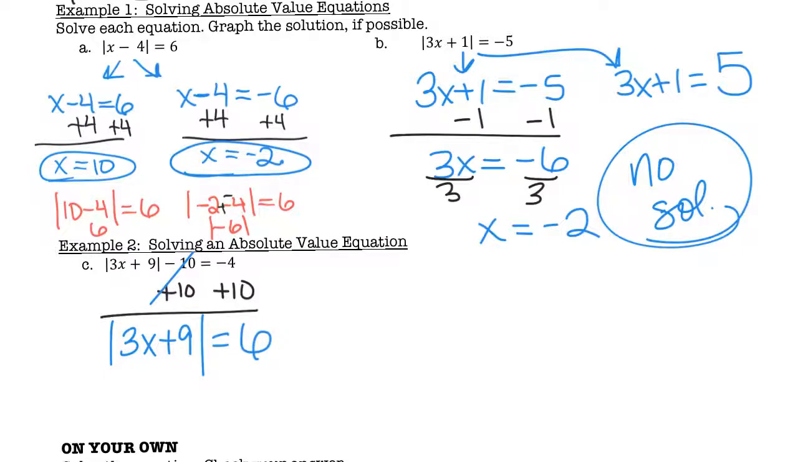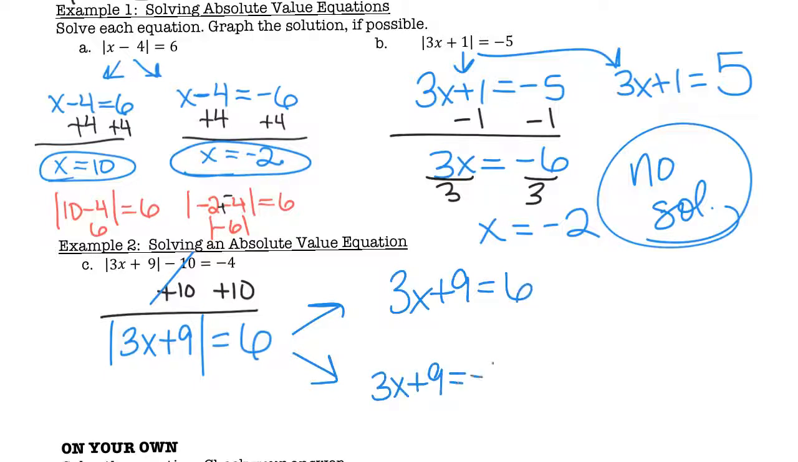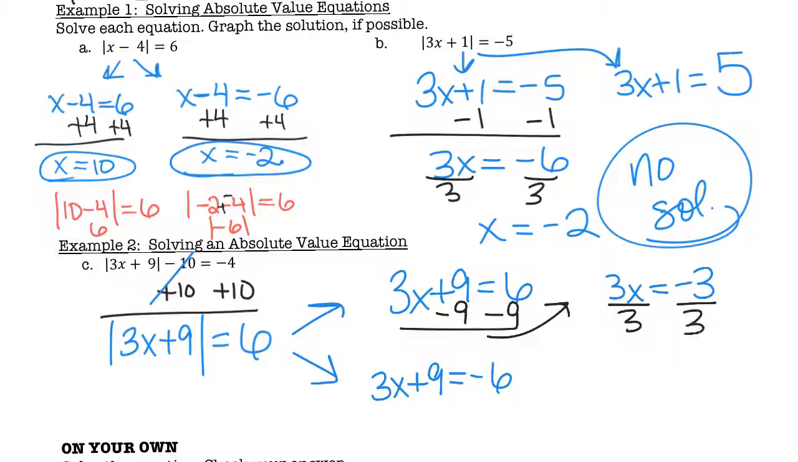So there are some solutions that are going to work because this is now positive. Now we have two setups. We have 3x plus 9 is going to equal +6. And 3x plus 9 is going to equal -6. When we solve, we're going to subtract 9. And we end up with 3x is equal to -3. Divide by 3. And your first solution is x is equal to -1.